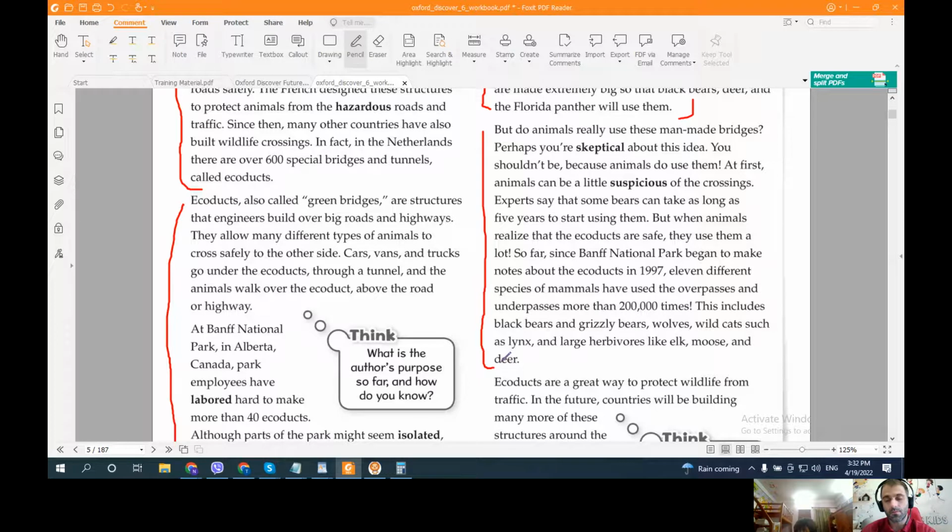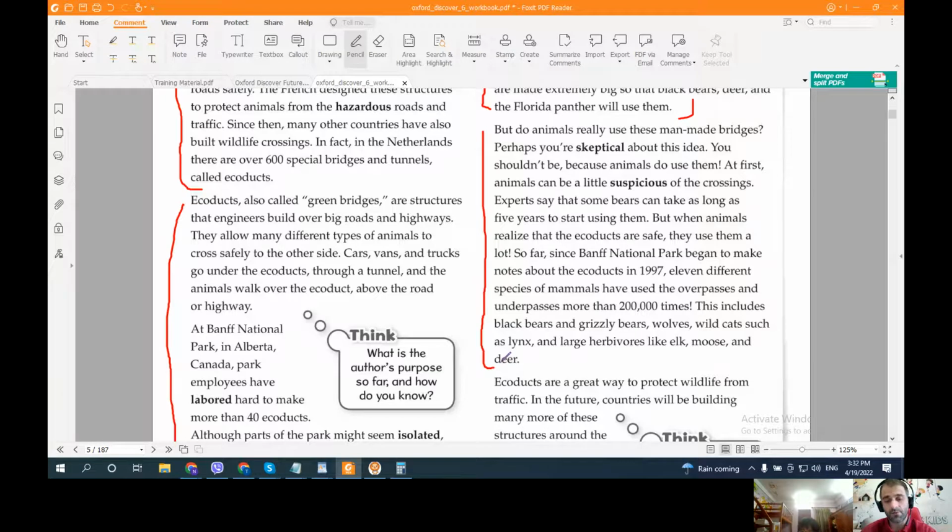Experts say that some birds can take as long as 5 years to start using them. But when animals realize that the aqueducts are safe, they use them a lot. So far, since Banff National Park began to make note about the aqueducts in 1997, 11 different species of mammals have used the overpass and underpass more than 200,000 times. This includes black bears and grizzly bears, wolf, wild cats such as lynx, and large herbivores like elk, moose, and deer.